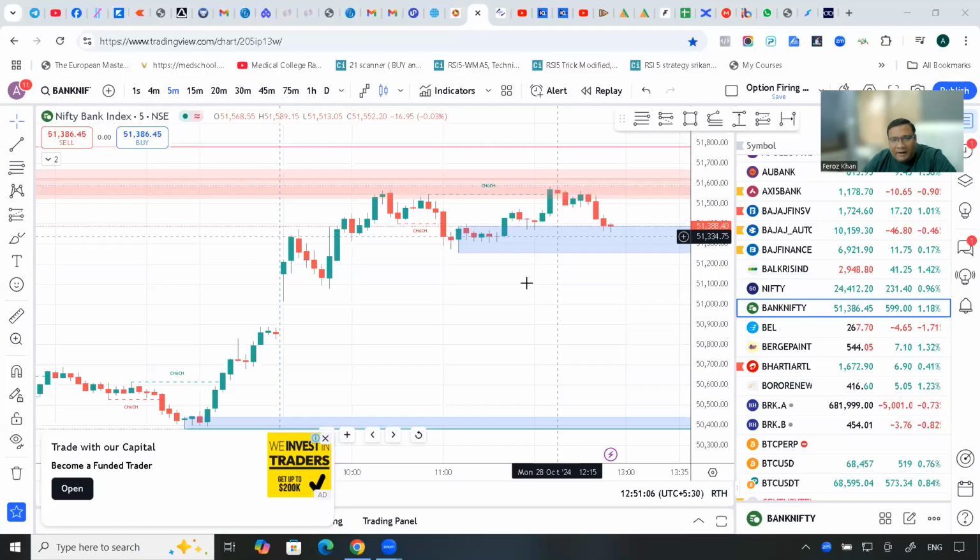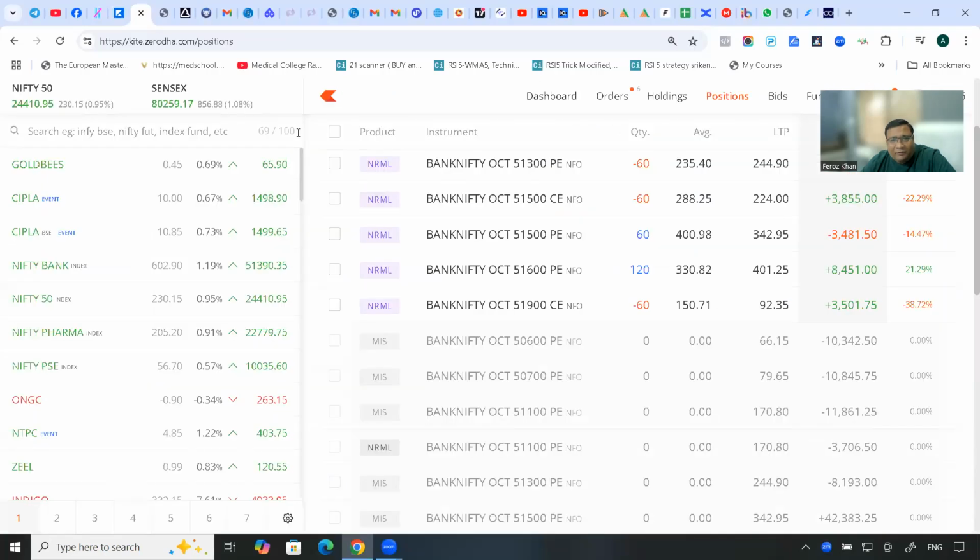So friends, as expected, we have been able to take a trade, and as you see, this level is being tested again. It has gone up to 51,350. What we can do now, just to be on the safe side, is go ahead with the 51,600 put we had taken. It's already showing profit.